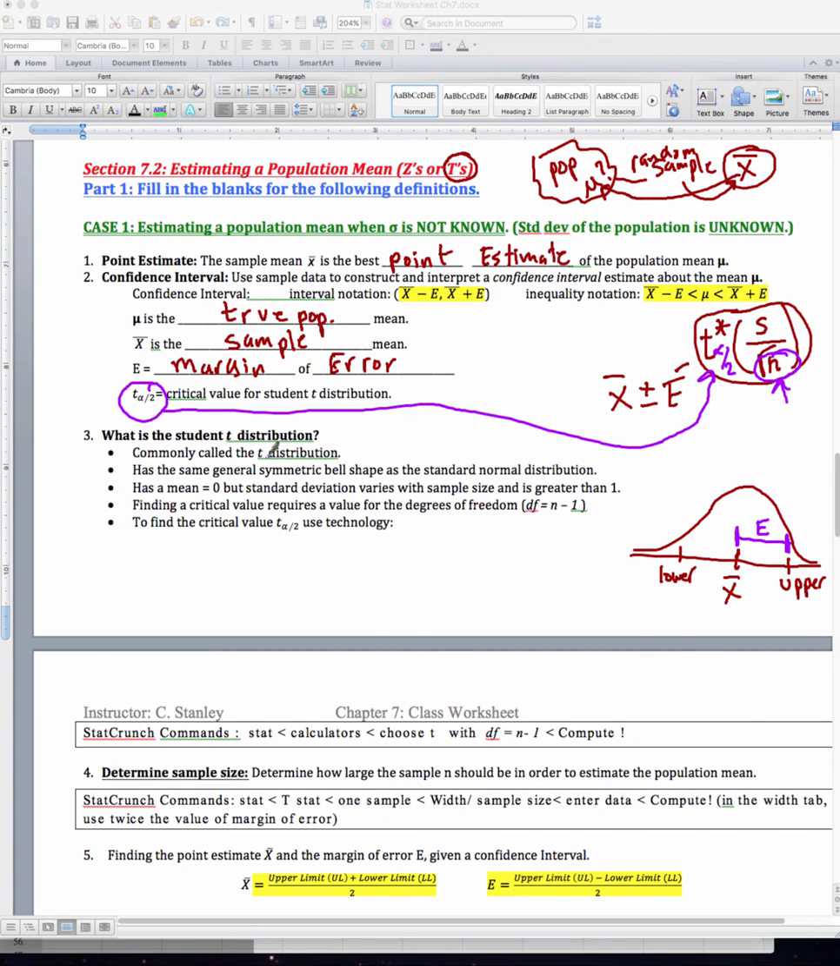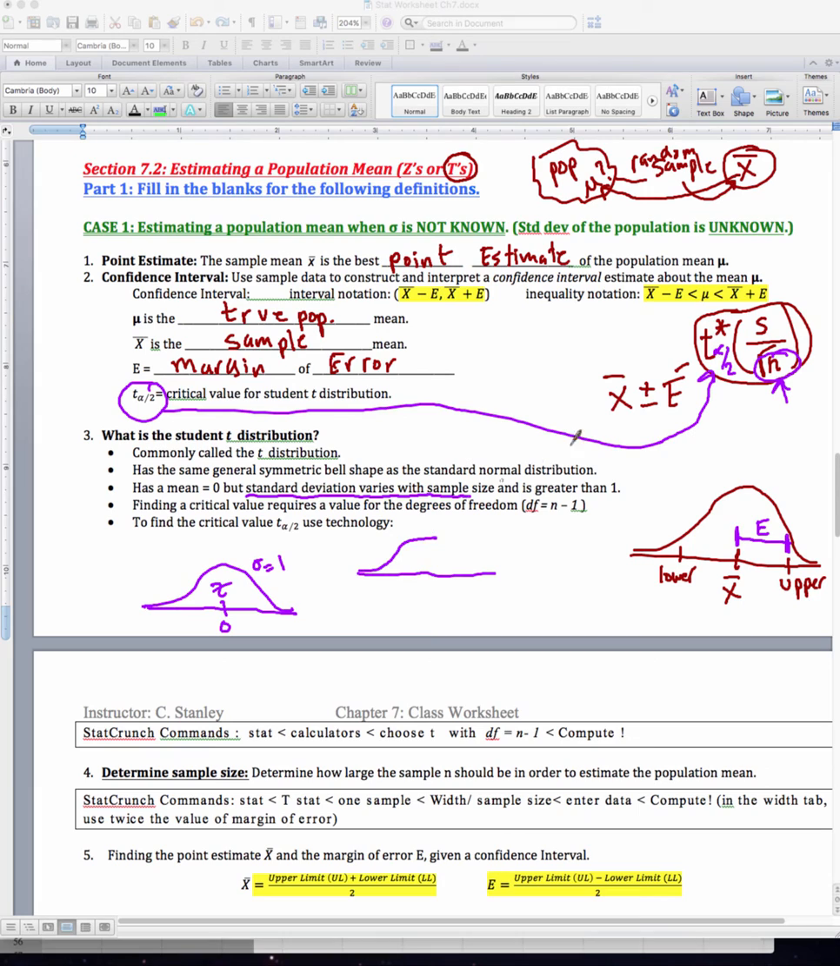So we have the Z distribution and we have these T distributions. They have the same general bell shape. Has a mean of 0, just like the other distribution, but this one, the standard deviation varies more. It's bigger. Remember, the Z distribution always looked like this. It would be 0, and this was always 1. This is the Z distribution. The T could change. There's a lot of T distributions.